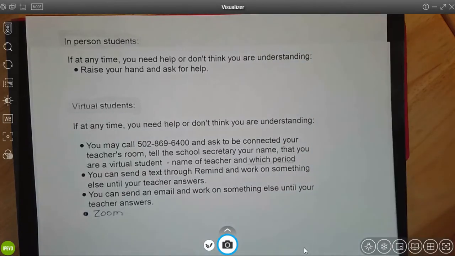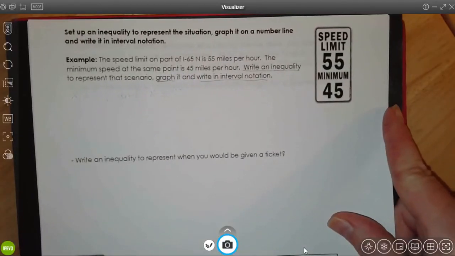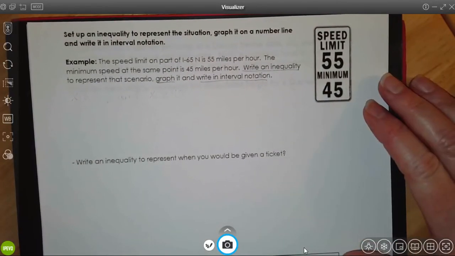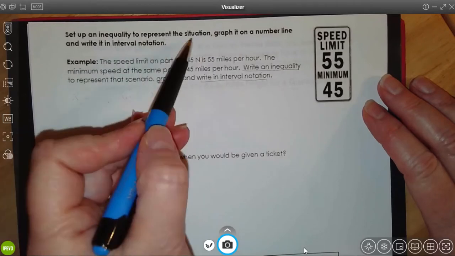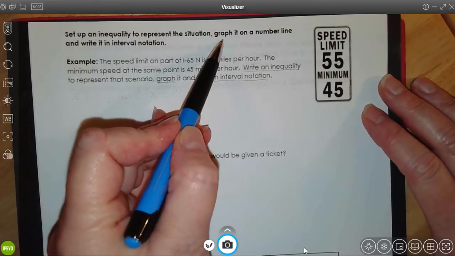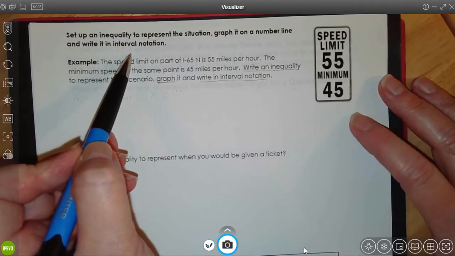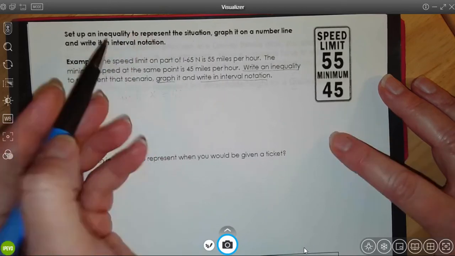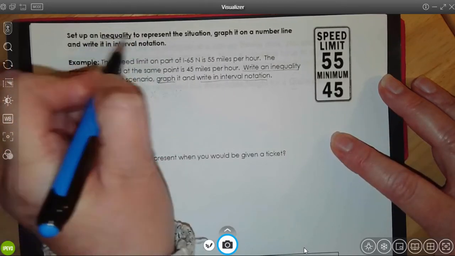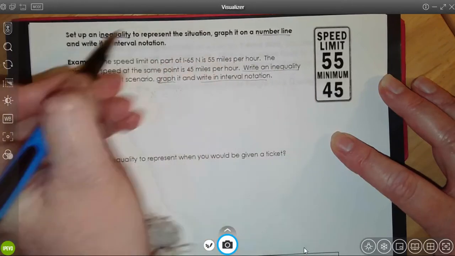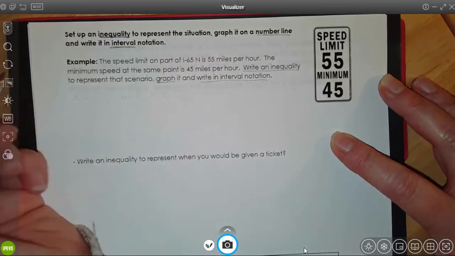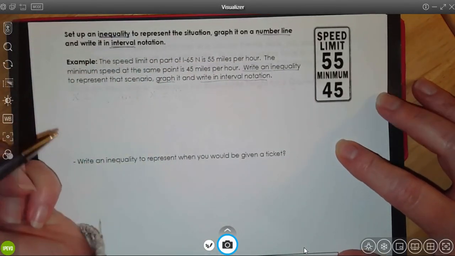Now, let's get on with the topic. The topic is inequalities. For these directions, it says to set up an inequality to represent the situation, graph it on a number line, and write it in interval notation. These are the three ways: inequality notation, number line notation, and interval notation. These are the three ways we show our answers with inequalities.